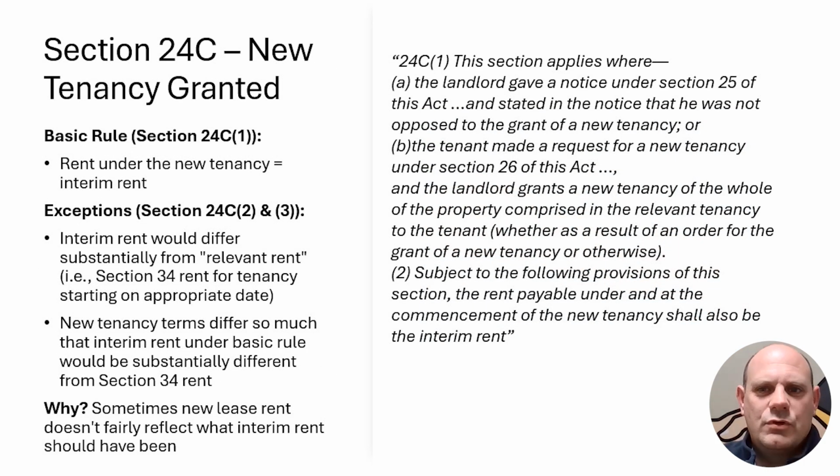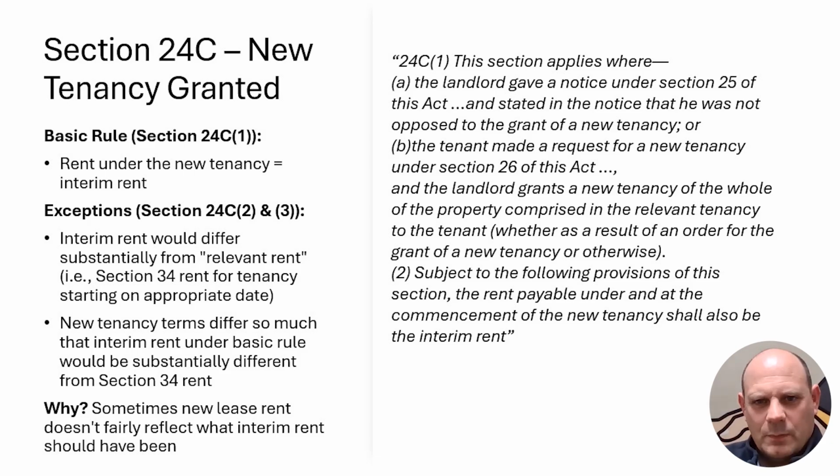Section 24C subsection 1 establishes the basic rule where a new tenancy is granted. The rent under the new tenancy is also the interim rent, and that makes perfect sense if the parties have agreed or the court has determined that the new rent should be £50,000 per annum. That same figure should apply retrospectively as the interim rent. However, Section 24C subsections 2 and 3 provide two important exceptions to that rule.